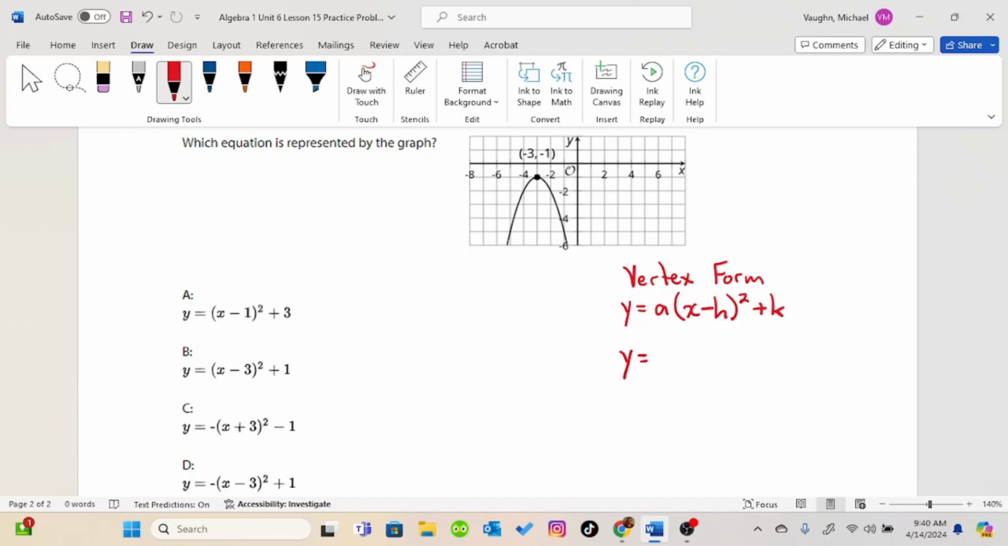we notice this opens downward. So if a is negative, the graph opens down. So now I know I need negative 1 for my A. That means it cannot be choice A and it cannot be choice B because those both open upward.